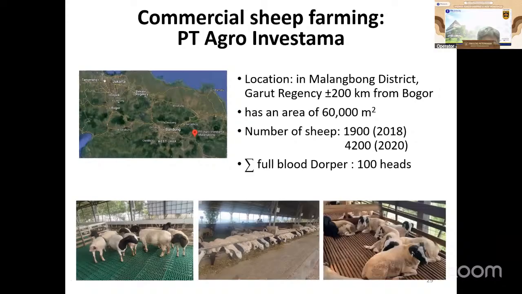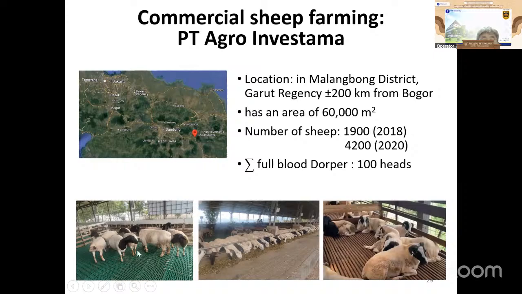And this is one of the biggest commercial sheep farms. PT Agro Investama is located in Malangbong district of Garut Regency. It is about 200 kilometers from Bogor. They have a farm area of 60,000 square meters, and they had about 1,900 sheep in 2018, and 4,200 in 2020. They also have about 100 full blood Dorper, imported from Australia. You can see the picture here.